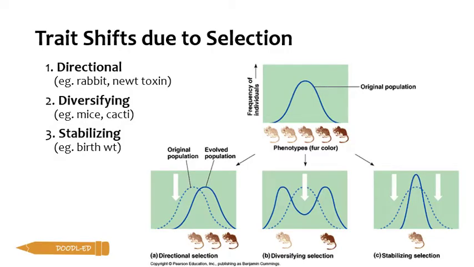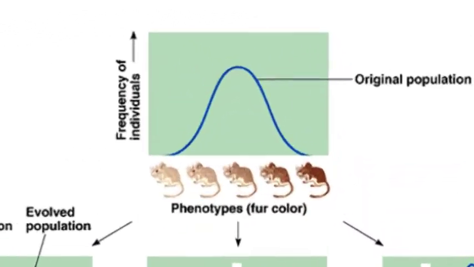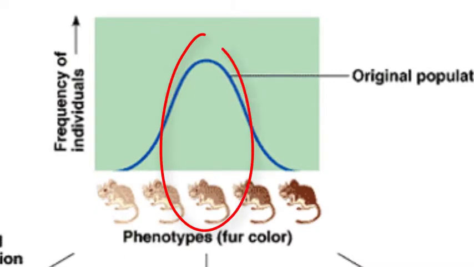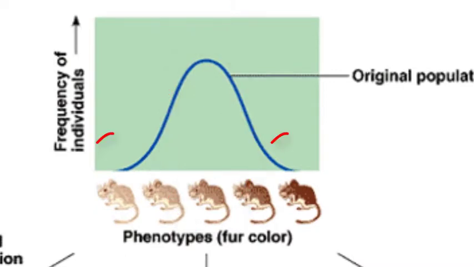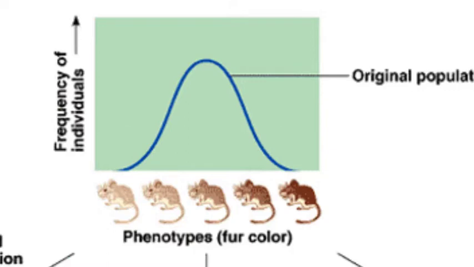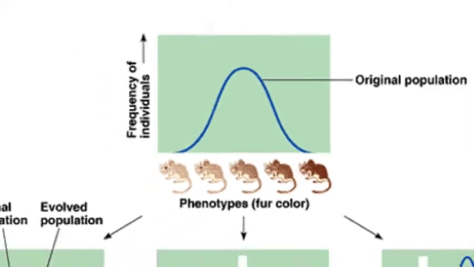Now that we've seen the different ways selection can occur, let's look at the type of shifts traits can make. For any trait, there is a range of average traits that are found in most organisms and extreme traits. There are fewer organisms with those. A selective pressure could select for average traits, one extreme or the other, or both extremes.